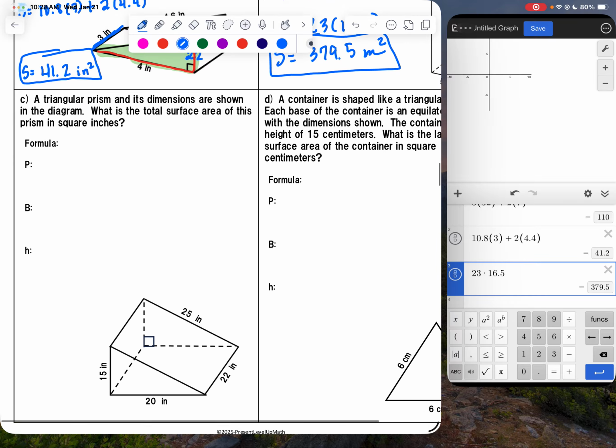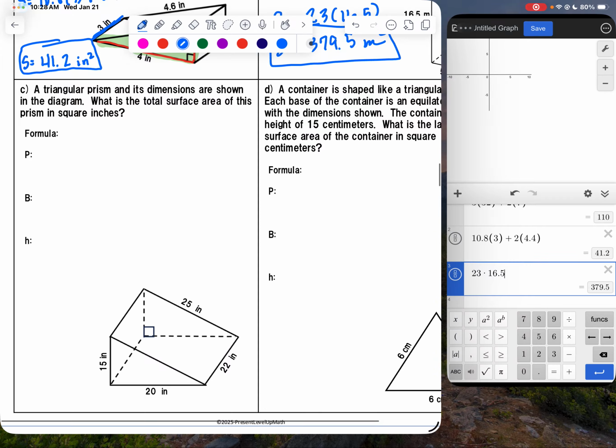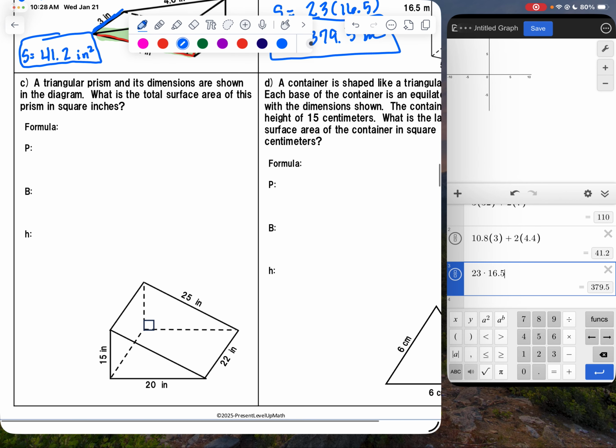All right, problem C. A triangular prism and its dimensions are shown in the diagram. What is the total surface area of this prism in square inches? So in this problem, they're asking for the total surface area. So our formula would be capital S equals perimeter of the base times the height plus 2 times area of the base. Pause the video and try this problem on your own.